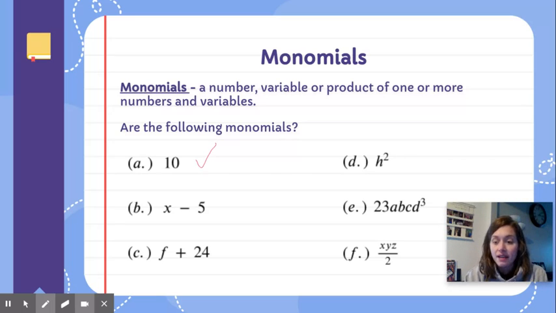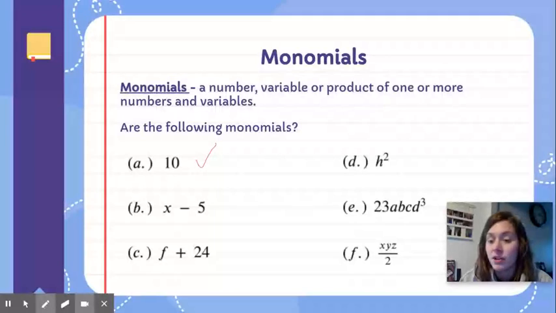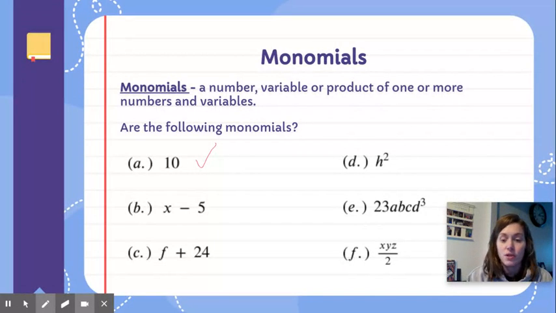If we look at B, x minus 5, that's not multiplication, right? That's not a product. There's subtraction there. Addition and subtraction breaks up the monomials. Therefore, we have a polynomial here, but not a monomial. Addition and subtraction are not in monomials. So no, B is not a monomial. So we look at C, f plus 24. Again, can't have addition and subtraction in a monomial. So no, it's not.